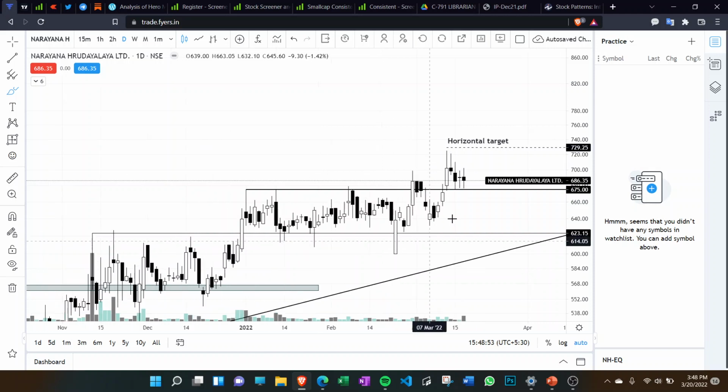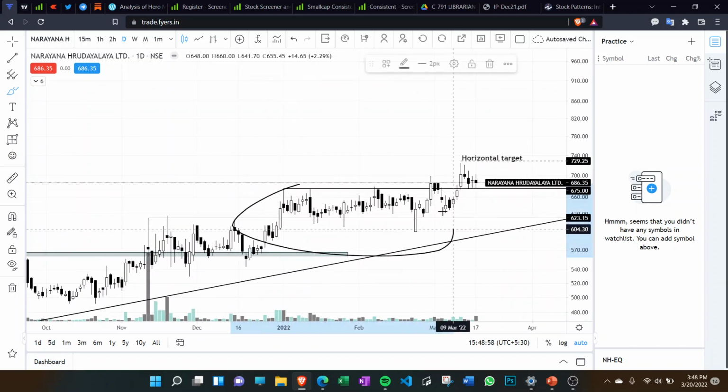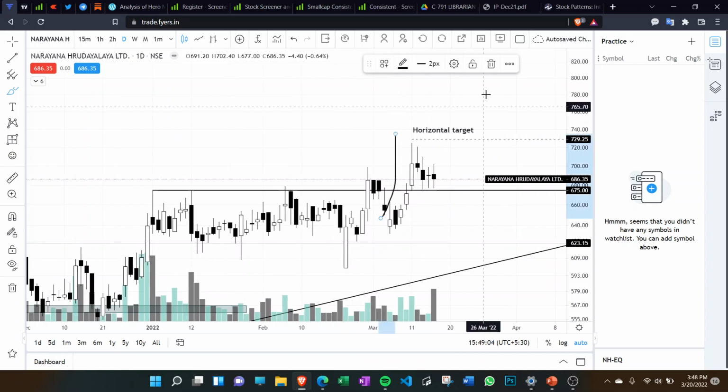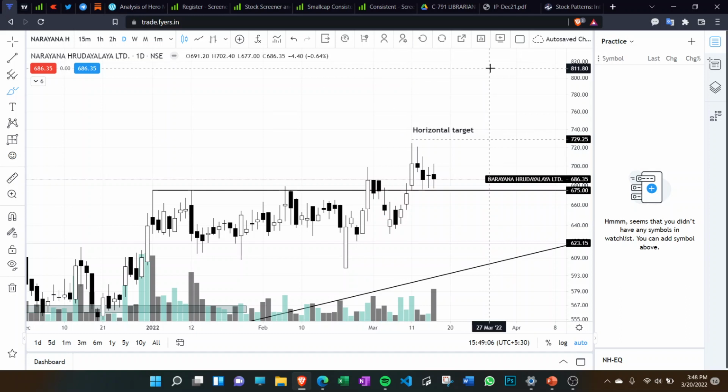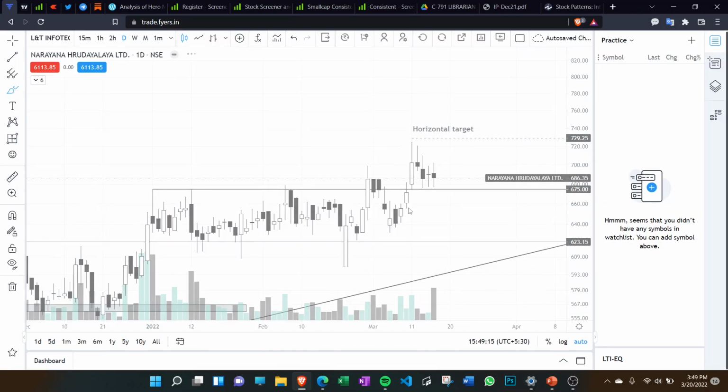Continuation is when you have a prior uptrend, and then the stock just consolidates in a range, which is basically called the accumulation phase or the sideways phase, and then again breaks on the side of the trend. If the trend is up, then the stock after consolidation breaks on the upper side and resumes the trend. Let's look at it with an example.